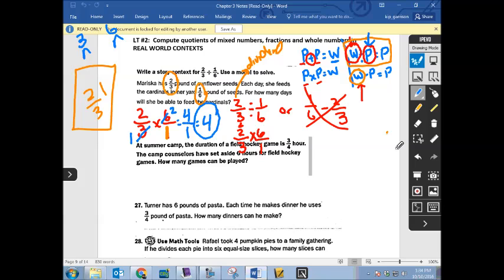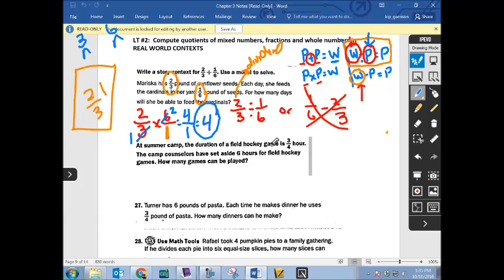Okay, let's do another one. Okay, I'm going to erase here a little bit. Actually, yeah, let me just erase that. Okay, so now, at summer camp, the duration of a field hockey game is 3/4 of an hour. The camp counselors have set aside 6 hours for field hockey games. How many games can be played?